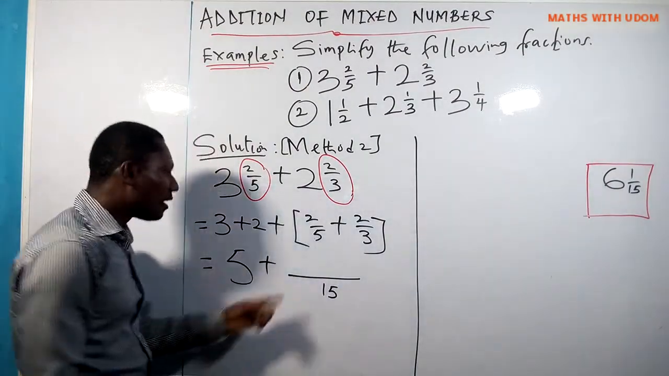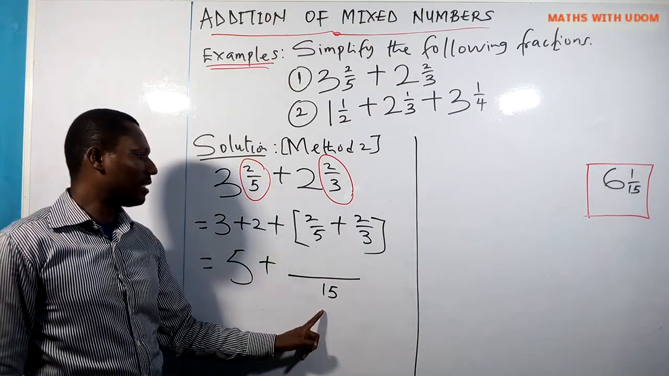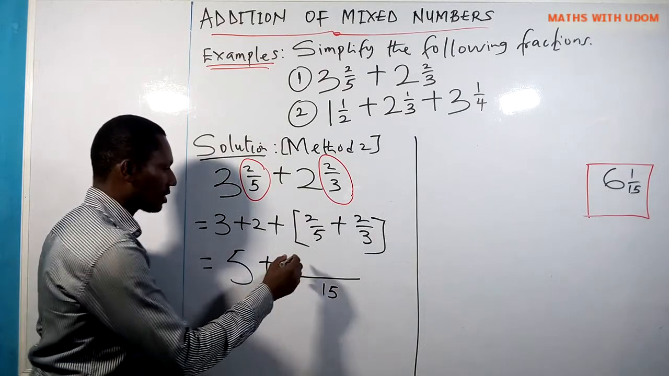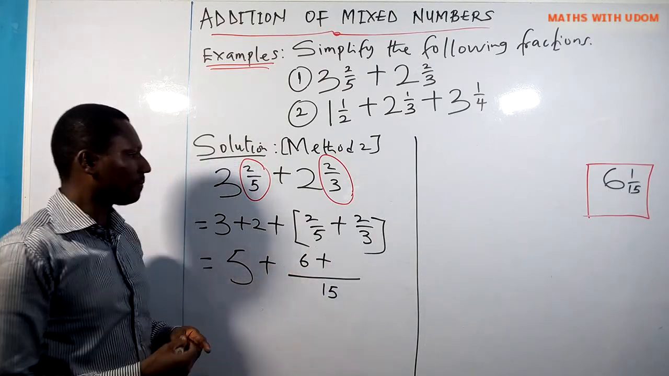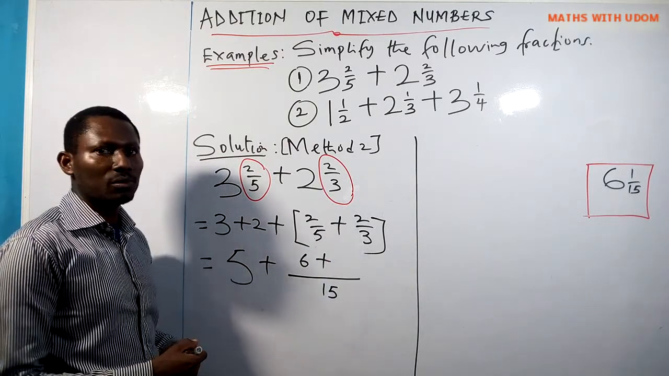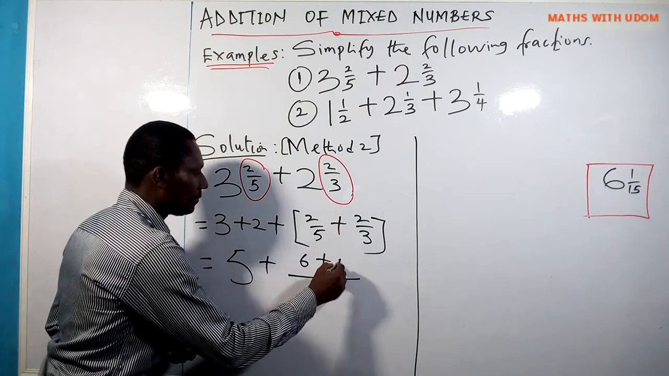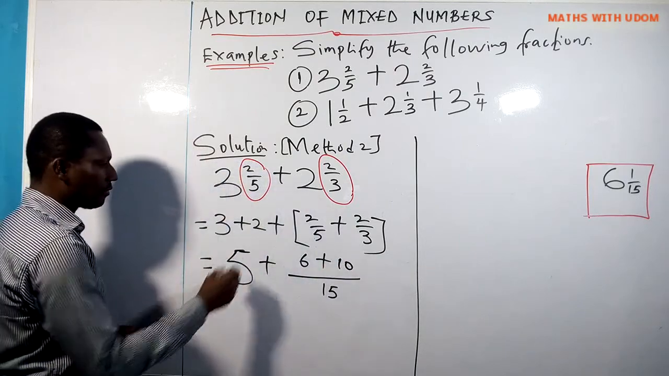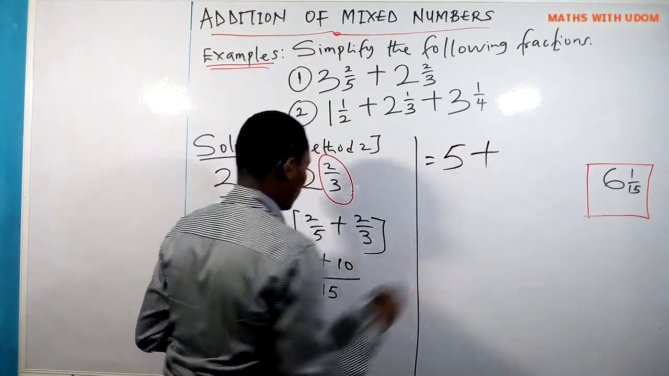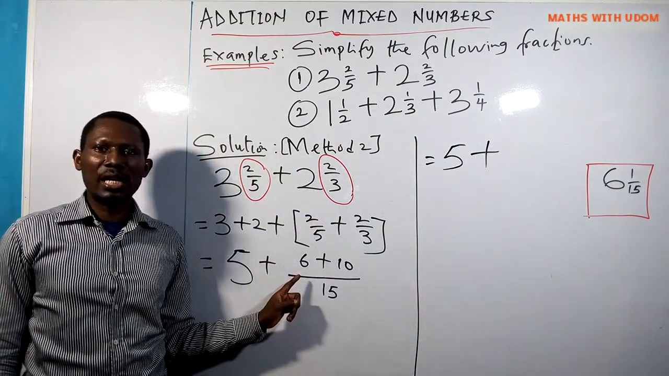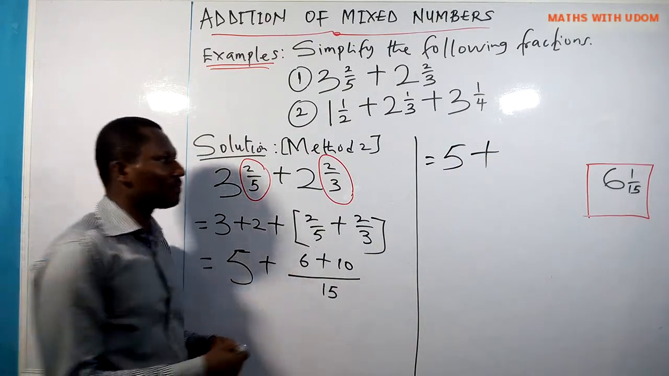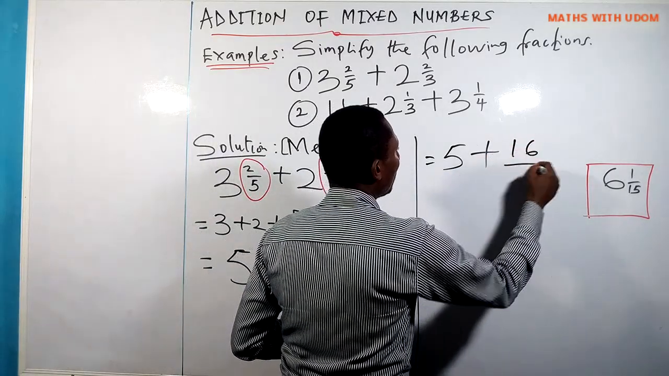So we have 5 in 15. Five can go in 15, 3 times. 3 times our numerator 2 is 6. Plus, how many 3 can go in 15? 5. 5 times our numerator 2, we have 10. So from here, we now say 5 plus, now we add our numerators together. 6 plus 10 is 16 over 15. So we have 16 over 15.